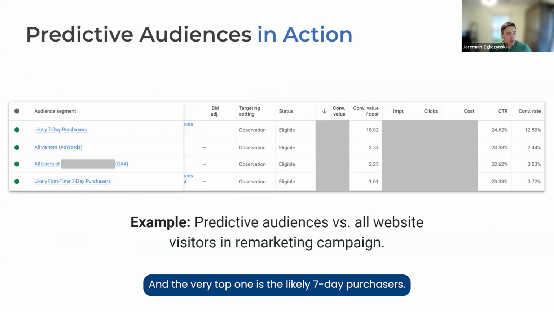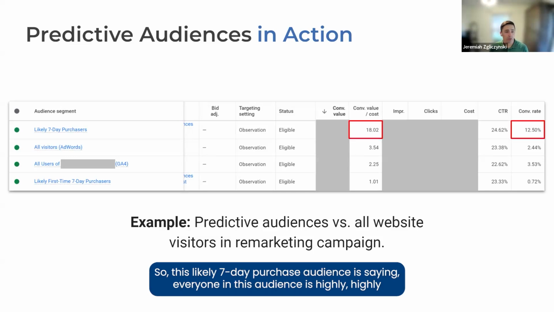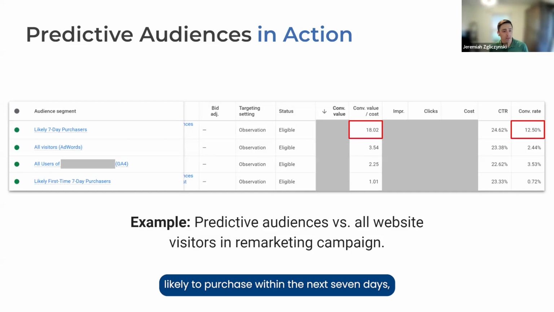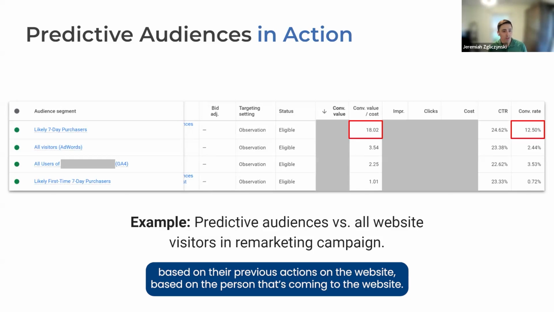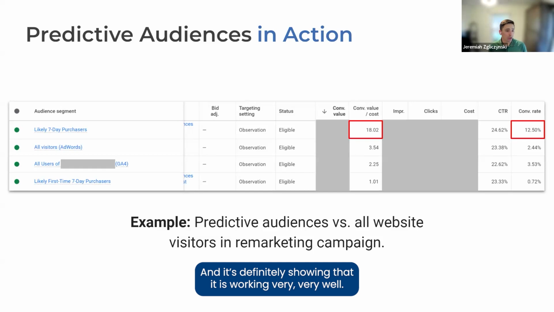And the very top one is the likely 7-day purchasers. This one has the highest ROAS of any of these audiences and a very, very high conversion rate. This likely 7-day purchase audience is saying everyone in this audience is highly, highly likely to purchase within the next 7 days based on their previous actions on the website, based on the person that's coming to the website, and is definitely showing that it is working very, very well.